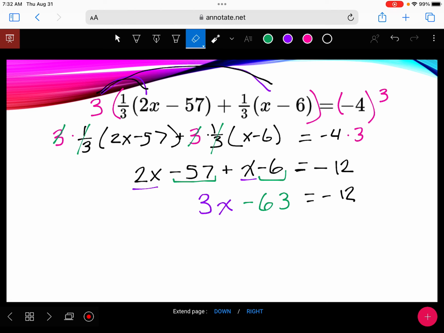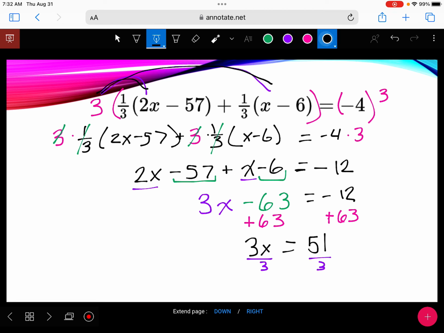Then what? Add 63 to both sides. Now I'm trying to get that x by itself. We're left with 3x equals 51. Divide by 3.